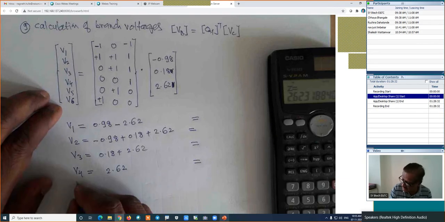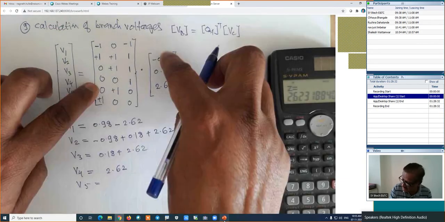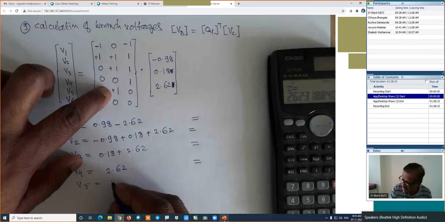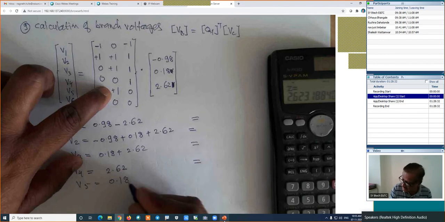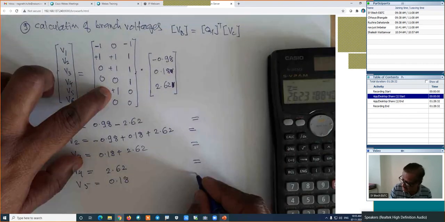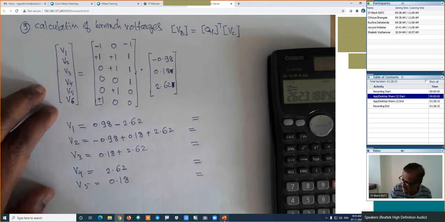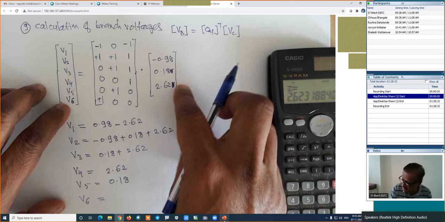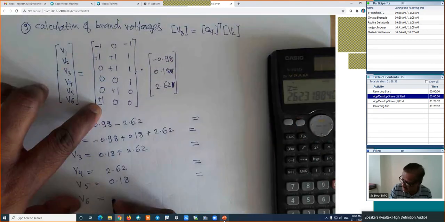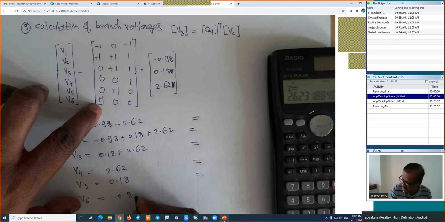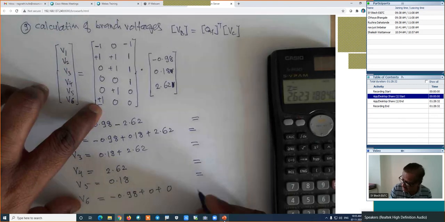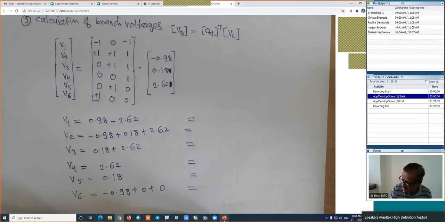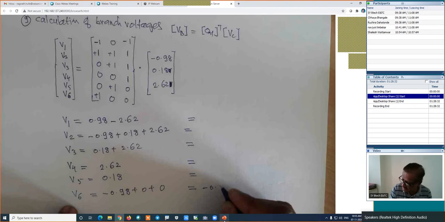And finally V5, this voltage, this row into this column, will be 0 into this, then 1 into 0.18, plus 0 into this value, which will be 0. And finally the last voltage, that is V6. This voltage V6 is nothing but the last row and this column. This is 1 into 0.98, which means it will be minus 0.98, plus 0 plus 0. The final value in this case is minus 0.98.